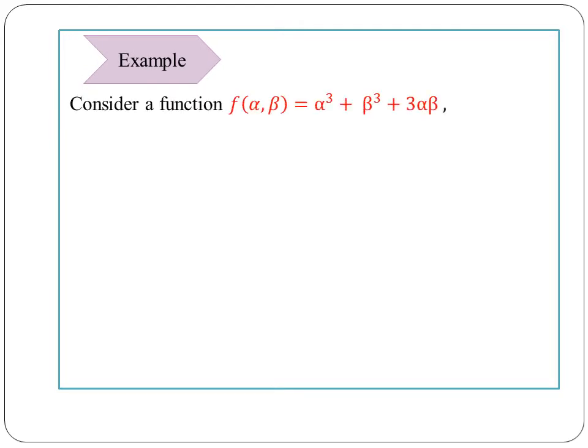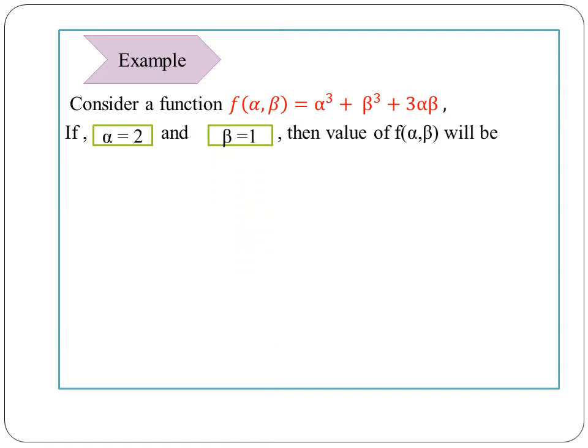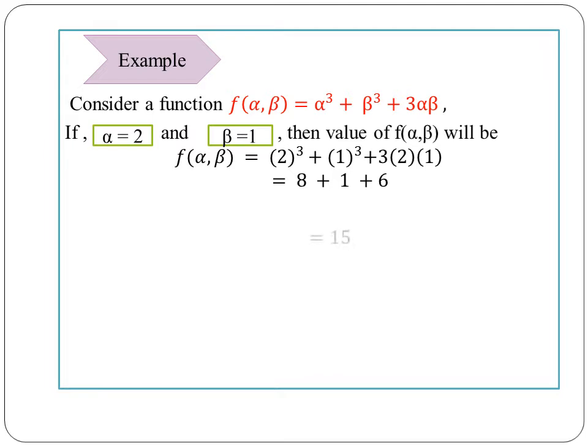To discuss an example, let us consider a function f of alpha beta is equal to alpha cube plus beta cube plus 3 alpha beta. If alpha is equal to 2 and beta is equal to 1, then putting the values of alpha and beta in the function, we will get 2 cube plus 1 cube plus 3 into 2 into 1, which is 8 plus 1 plus 6, and gives you the answer 15.